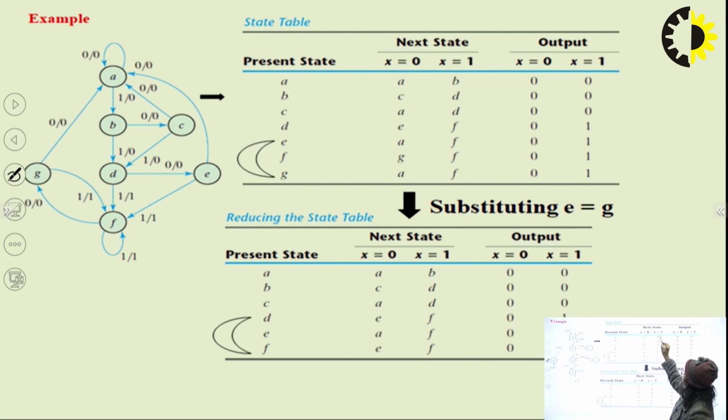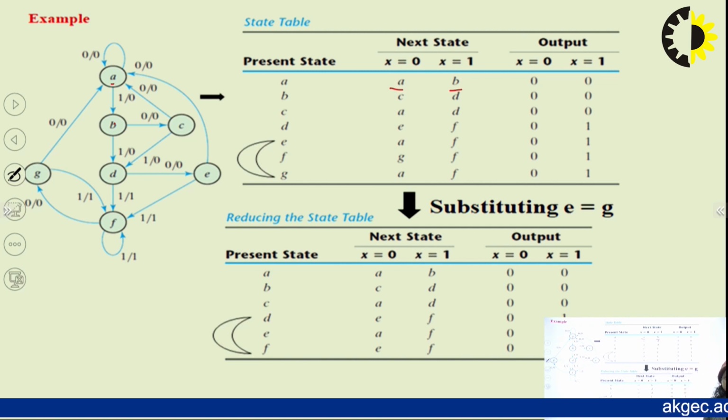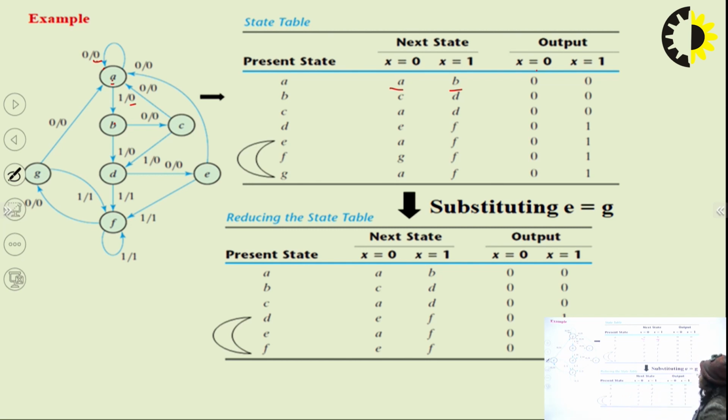For X equal to 0 and X equal to 1, we write the next state. For example, A to A for input 0 and A to B for input 1. Similarly, we write the present state and next state for all the inputs, and also the output for input 0 and 1. A to A output is 0 and for A to B also output is 0. So, we write the next state and output for each of the possible input combinations. And now we see how to reduce this table.